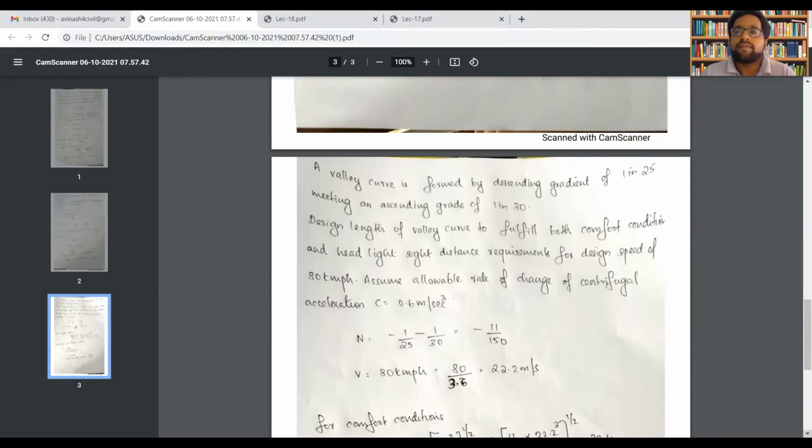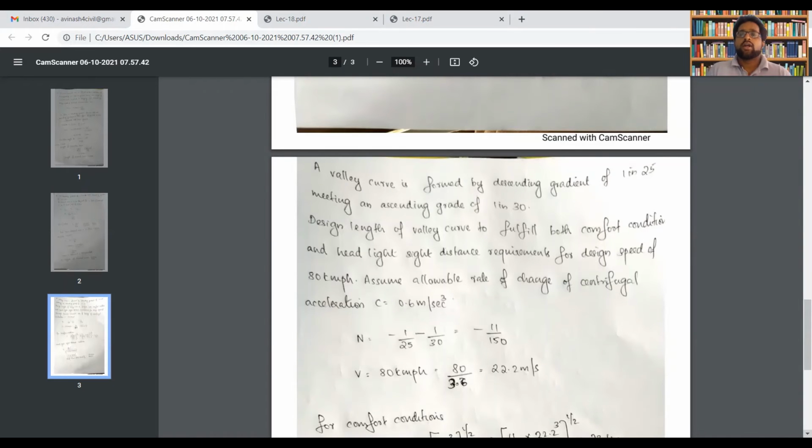for design speed of 80 km/h. Assume allowable rate of change of centrifugal acceleration C is equal to 0.6 meter per second cube.